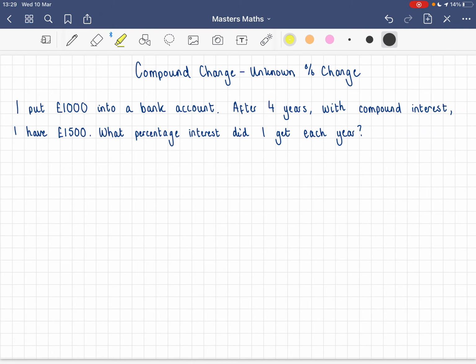So we have this question. You've put £1,000 into a bank account. After 4 years with compound interest, I now have £1,500. What percentage interest did I get each year? So if we go back to the equation that we used to do compound interest, we started with your £1,000 and we multiplied it by your decimal multiplier, which is the part we don't know, and we put it to the power of 4 because it was for 4 years, and it gave us £1,500.